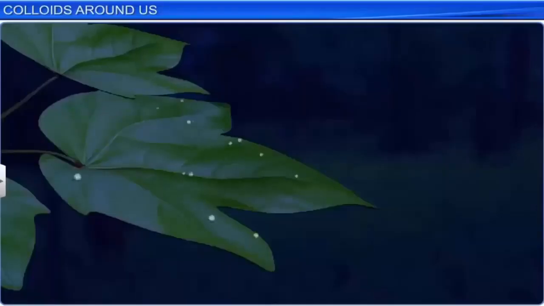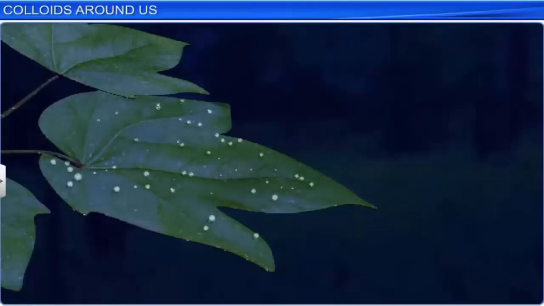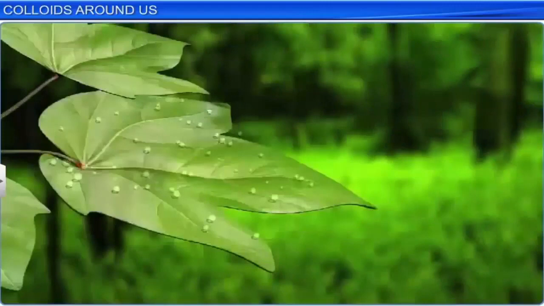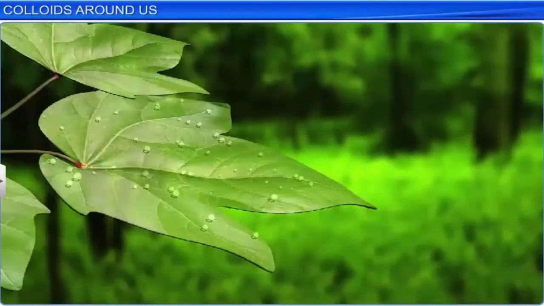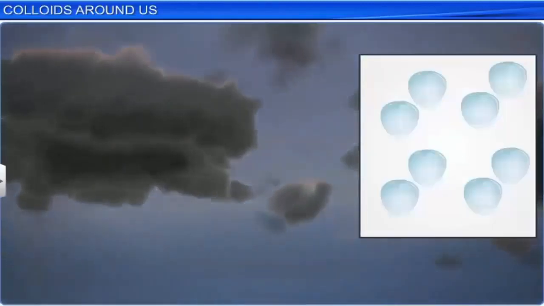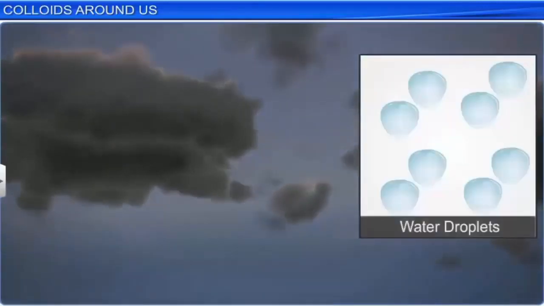In winter, at night, the moisture in the air condenses on the surface of dust particles, forming tiny droplets. These droplets, being colloidal in nature, float in the air, forming mist or fog. It is interesting to note that even clouds are colloidal systems. Clouds are aerosols consisting of small droplets of water suspended in air.